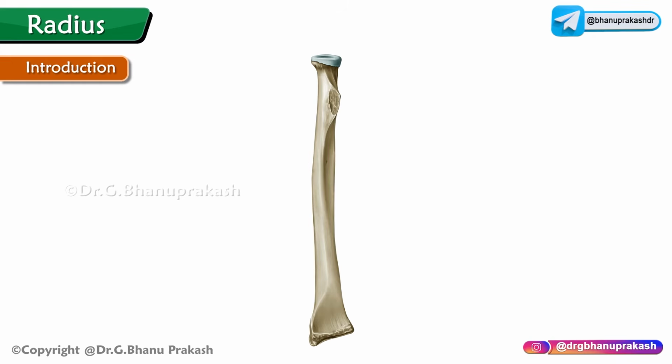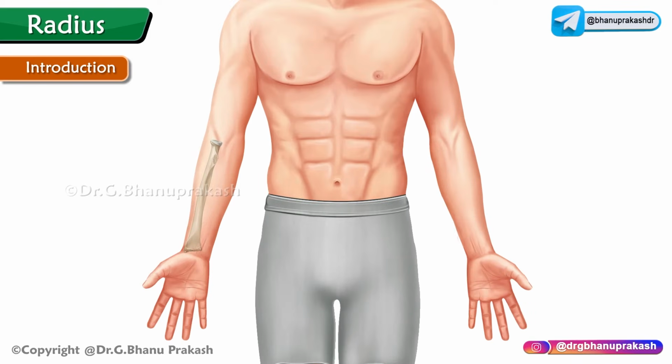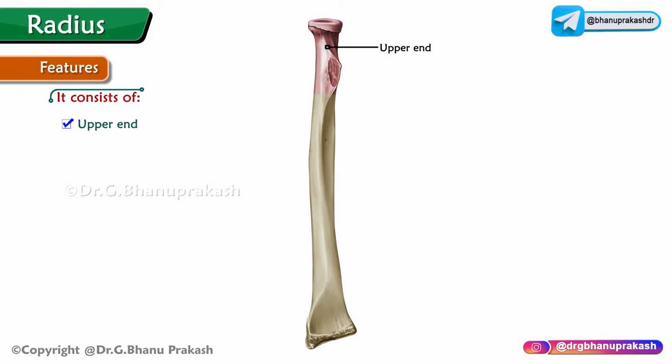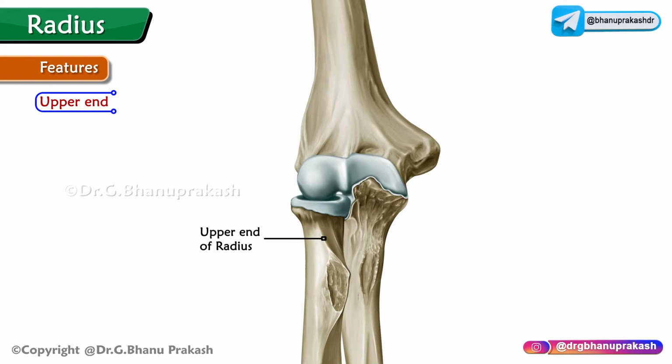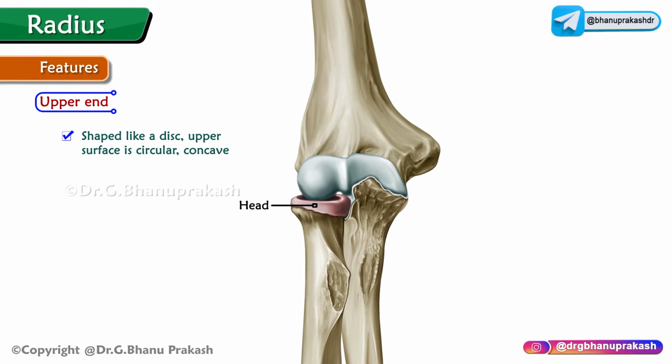Radius. The radius is a long bone located in the lateral side of the forearm. It consists of an upper end, shaft, and a lower end. Upper end. The upper end articulates with the lower end of the humerus and ulna. It consists of the head that is shaped like a disc.